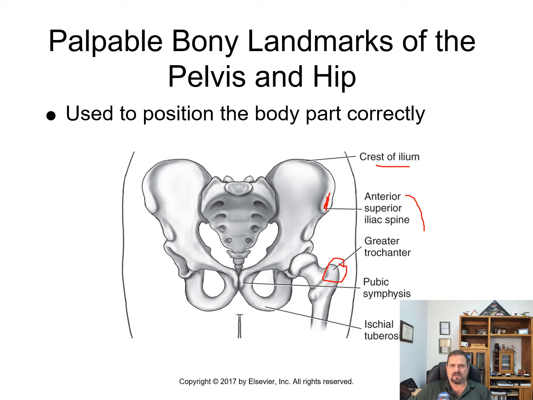This is why when you fall and you get an impact directly to that area, it generally will break off right here at the neck, which is not good. And then, of course, your ischial tuberosity, you can reach from behind and palpate those areas.